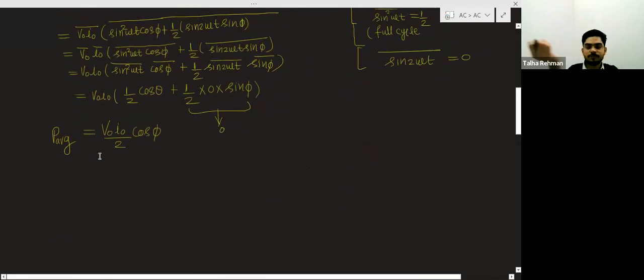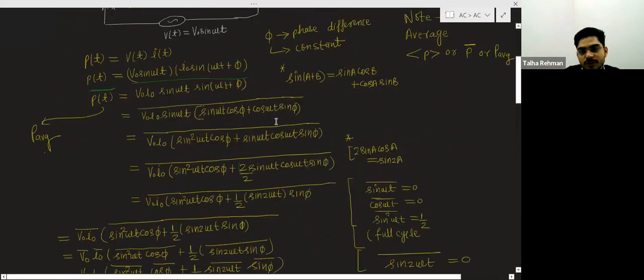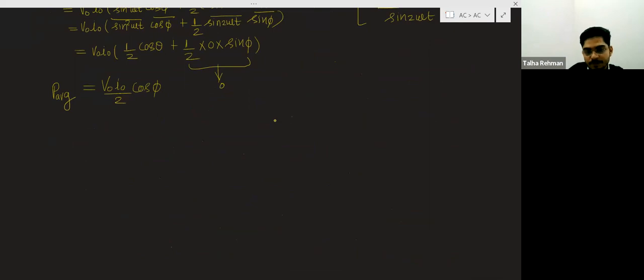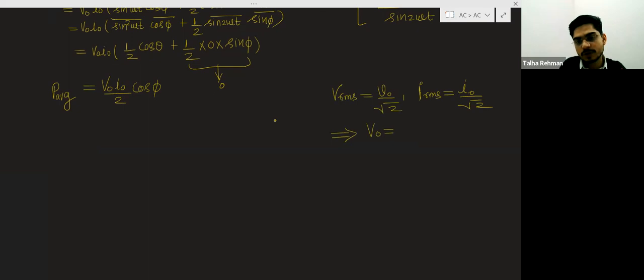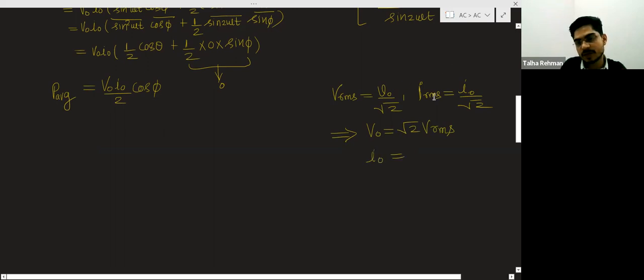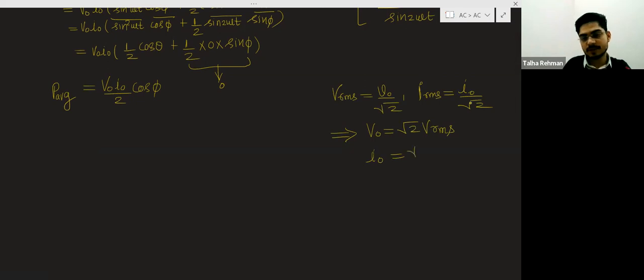Okay, now there is a relation between the root mean square value and the peak value. V root mean square is equal to the peak value of voltage divided by root 2, and IRMS is equal to I naught divided by root 2. So from here, can we find the value of V naught? V naught is equal to root 2 times VRMS. And I naught can be written from this equation as root 2 times IRMS.